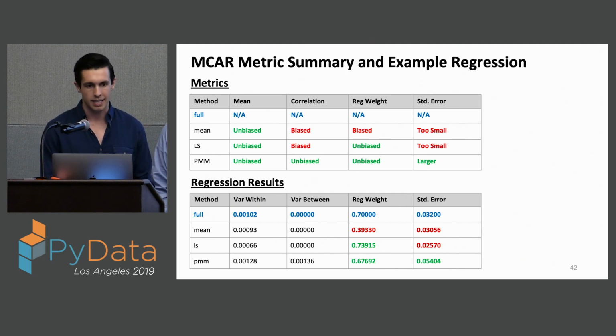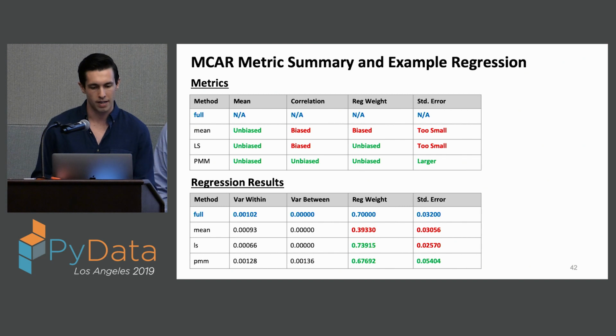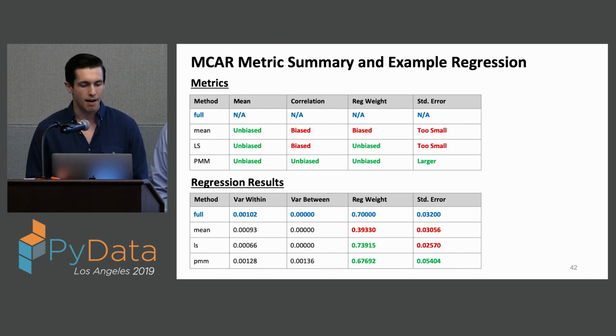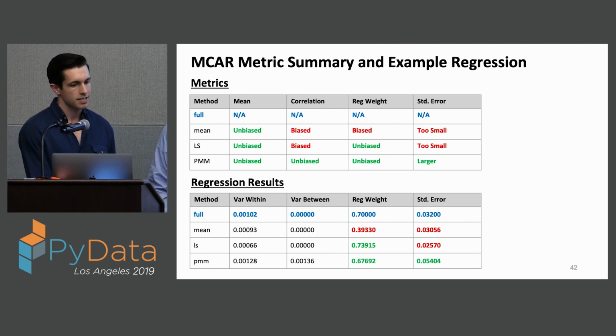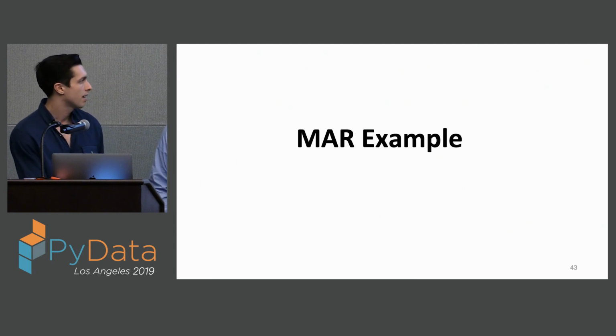So in this case, that first slide where we pool all of our different models on specific imputations comes to fruition here, and we get one standard error, one coefficient, one regression weight, and then variance within and variance between. Variance between is between each imputation round. So we can see PMM is the only one that actually introduces any randomness. Okay, so next we'll go through an example of missing at random.